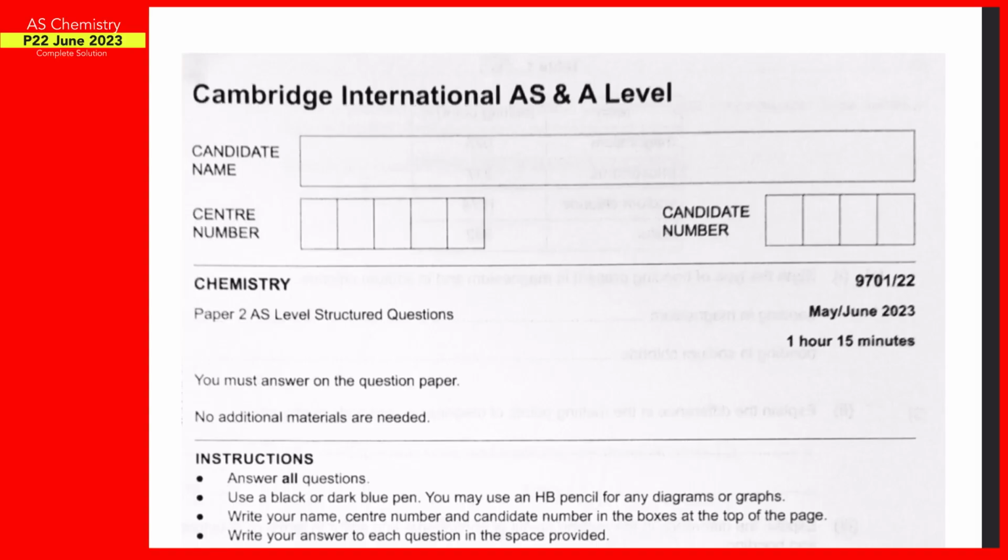I'm going to solve Chemistry Paper 2, AS Level, May/June 2023, variant 2. Let's get started.